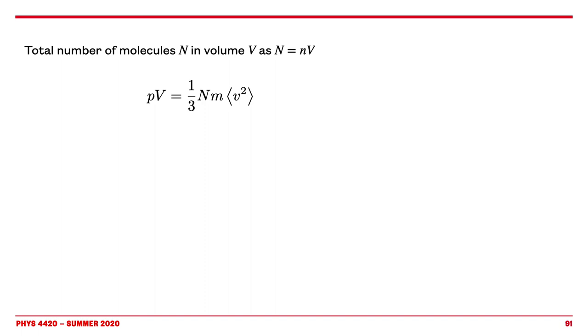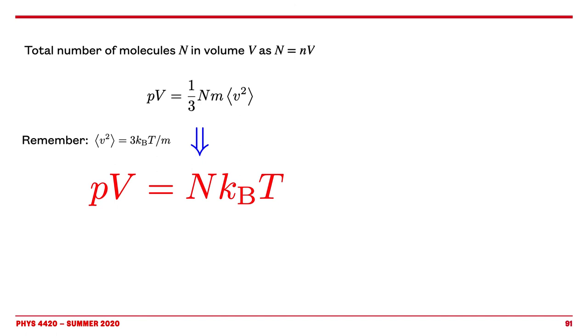This is fairly easy to remember because we know that the expectation value of m v square over 2 is 3 kBT over 2, right? Remember that this is a fundamental property of thermal energy. We've done that in the previous screencast. So if we substitute the expectation value of v square, we end up with this equation here, which is PV equal N kBT, which is exactly the ideal gas law. Okay, so that's pretty nice.